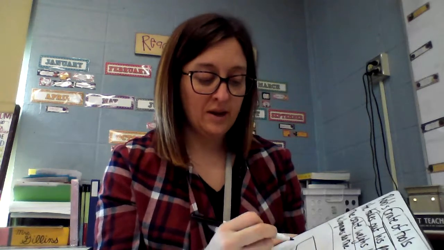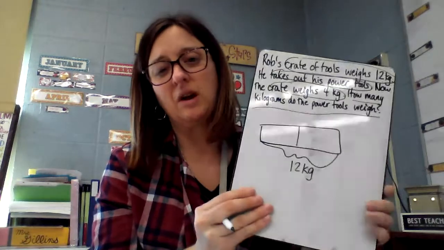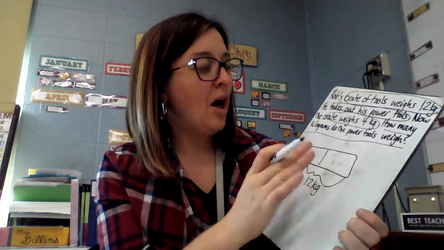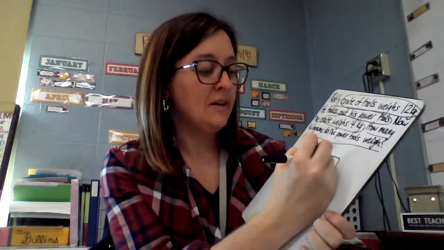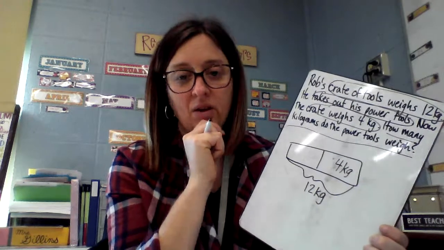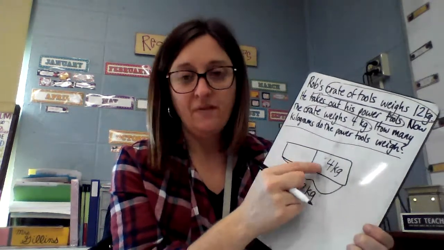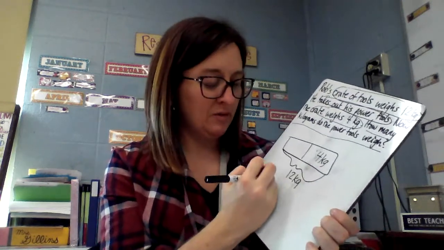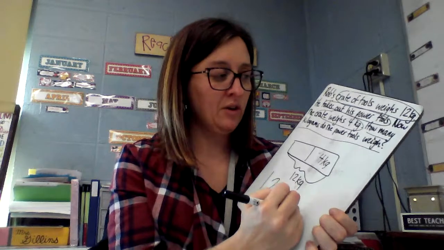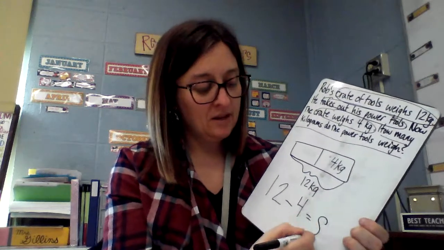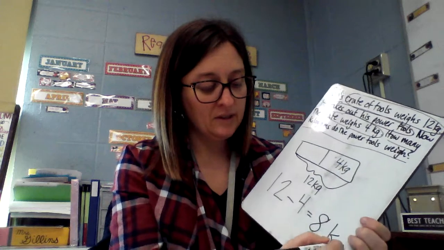That's the total weight. Okay, so I drew this one out because I think this one will be easy to see. I know that when he takes his power tools out, it's got 4 kilograms. I need to know how much those power tools weigh. Well, if I take the whole and take off the part that I know, I bet I can figure out how much the power tools weigh. So if I take 12, take off that 4 kilograms that's left over, 12 minus 4 is going to be 8 kilograms.